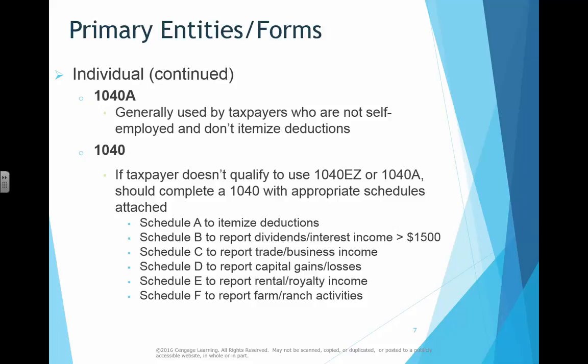A 1040A is basically, now you can have dependents. Now you can make over 100,000, but you can't use it if you are self-employed or if you itemize your deductions. And you don't really know what that is yet, so just bear with me. 1040 is for everybody else.